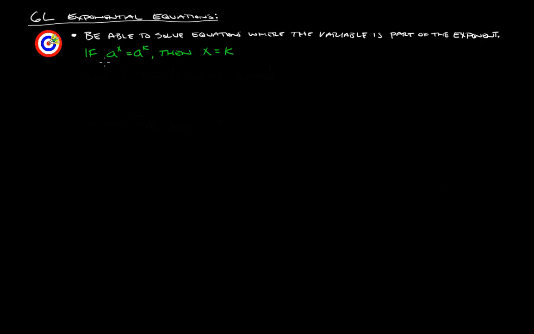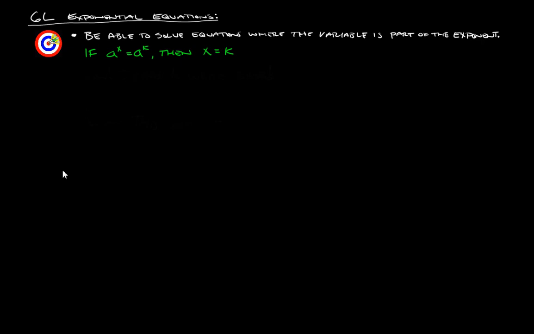I'm going to take you through the 6L notes on exponential equations. At the end of this, you should be able to say that you can solve equations where the variable is part of the exponent. Okay, so there's a little formula here. It says if a to the x equals a to the k, then x has to equal k. So basically, if we can get the bases to be the same, then these exponents also have to be the same if they're equal.